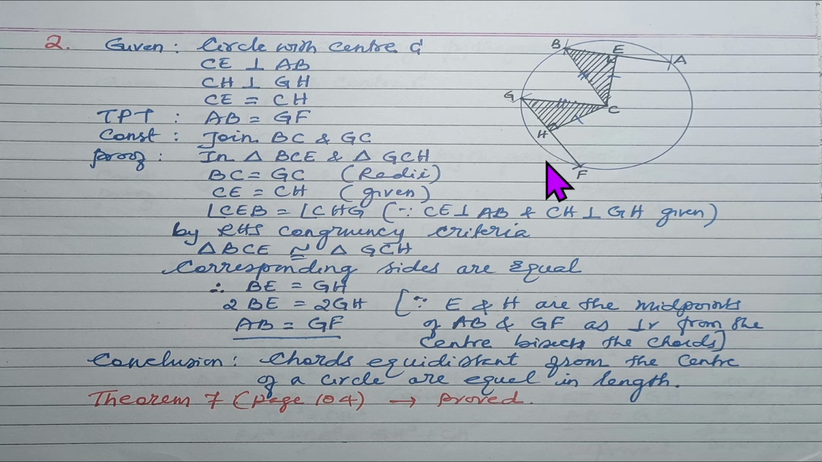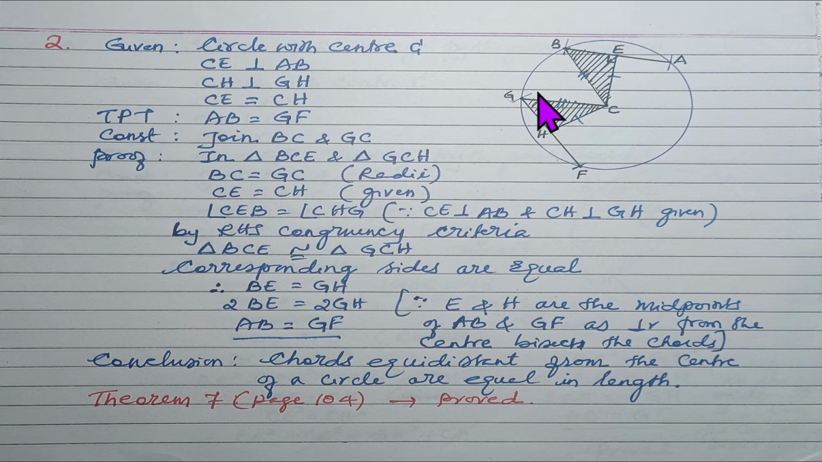If the two triangles are congruent, then the corresponding sides are equal. Therefore, BE is equal to GH. If BE is equal to GH, then I can multiply by 2 on both sides to get 2BE is equal to 2GH, and 2BE is equal to AB because we know E is the midpoint of AB. When CE is drawn perpendicular to AB, we know that a perpendicular drawn from the center to a chord bisects the chord. Therefore, BE is equal to AE, or 2 times BE is equal to AB.